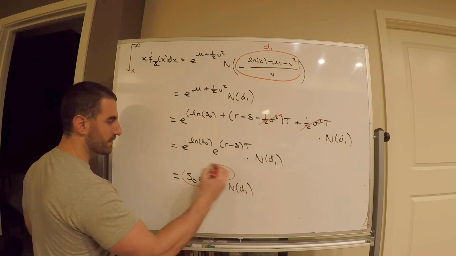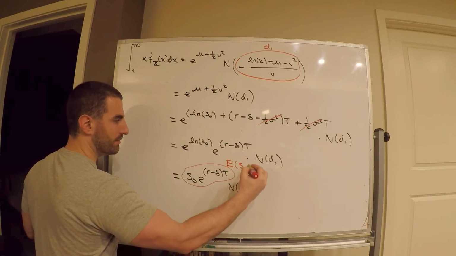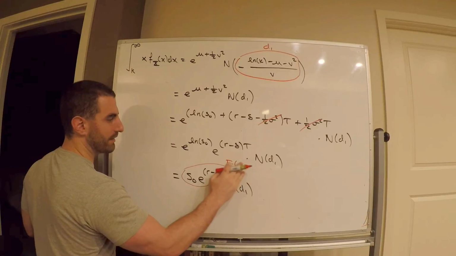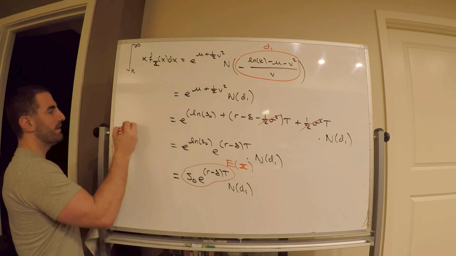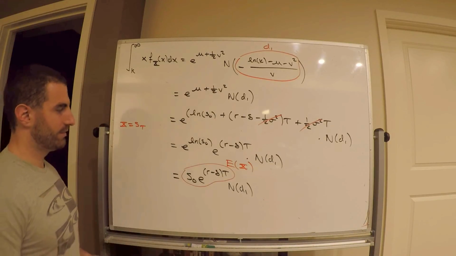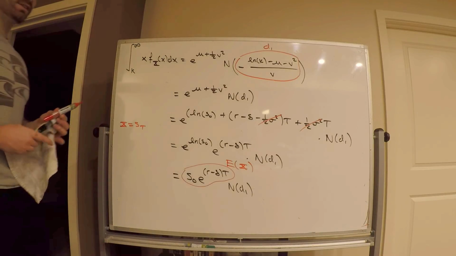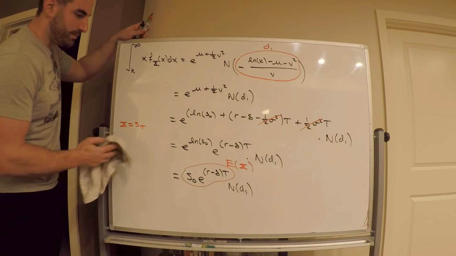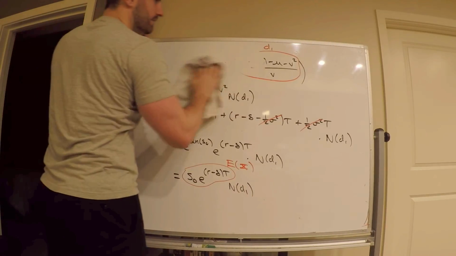This right here is the expected value of s. In our case, I called s x. This is the expected value of x. Keep in mind that x is the stock price at time t. That's exactly what that is. Man, this is looking so good. This is looking so great. We're almost there. So, look at what we have now.